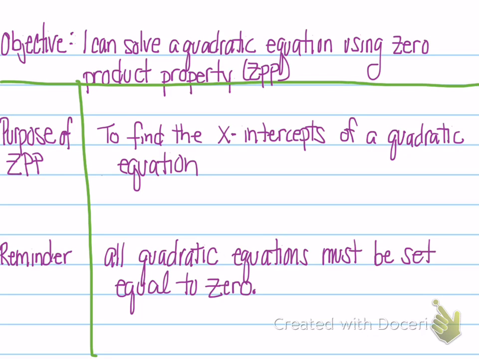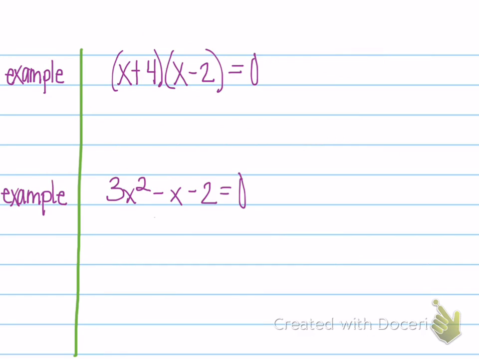A couple of things that we want to underline is that the purpose of the zero product property is to find the x-intercepts of a quadratic equation. And in doing so, all quadratic equations must be set equal to 0. Let's take a look at some examples.